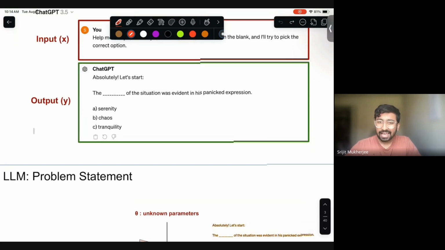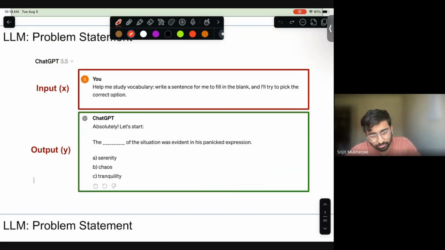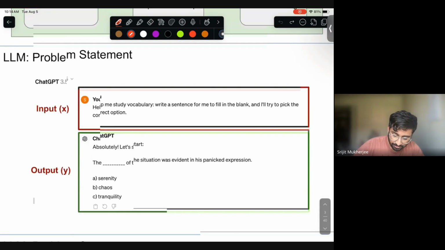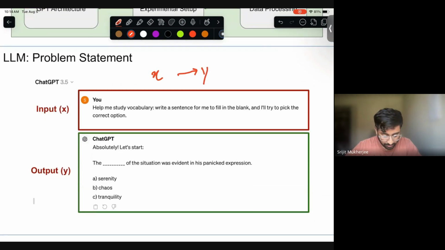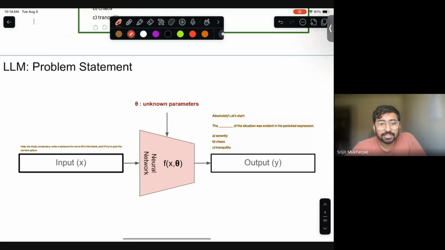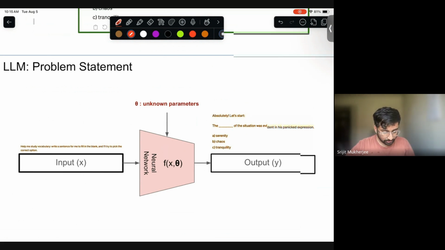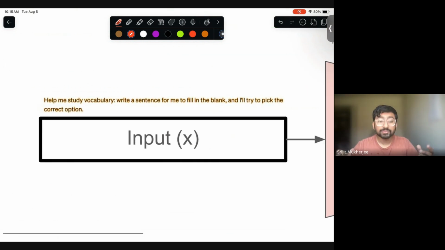So what exactly is the problem statement that we're trying to solve? There's an input X and there's an output Y. Let's understand it in more depth. The problem statement is this simple. You already learned deep learning. Now I will start connecting the dots backward, as I said. Let's zoom in. This was the first input. The input is this text, help me study vocabulary.